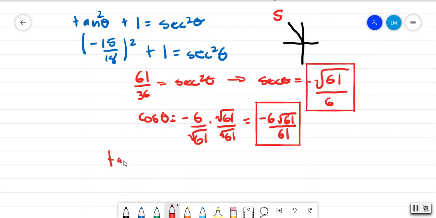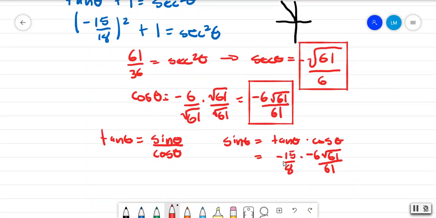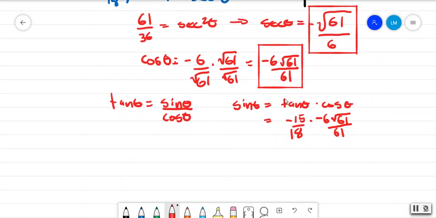Well, we know that tangent of theta is equal to sine theta over cosine theta, which by this process tells us that all that we need to do is take sine theta and set it equal to tangent of theta times cosine theta. So that's going to be negative 15 over 8 multiplied by negative 6 root 61 divided by 61. Now, in this case, that's an 18 actually. Okay, now what we're going to see basically is that this is going to reduce a little nicely because essentially the 6 into the 18 cancels out, so that becomes a 3, but then the 3 into the negative 15 becomes a 5.